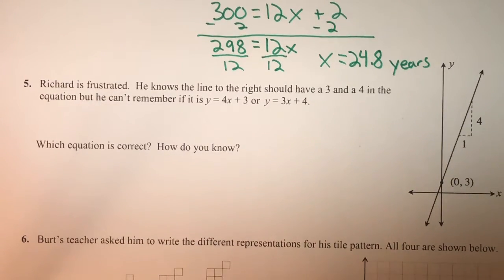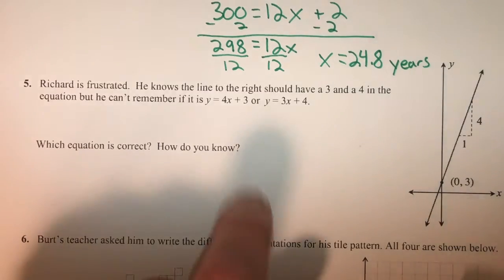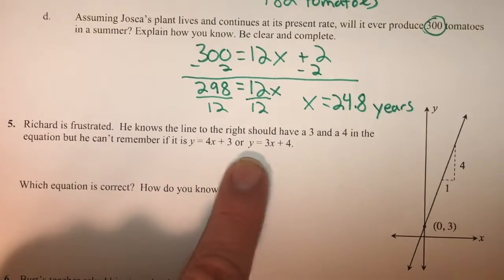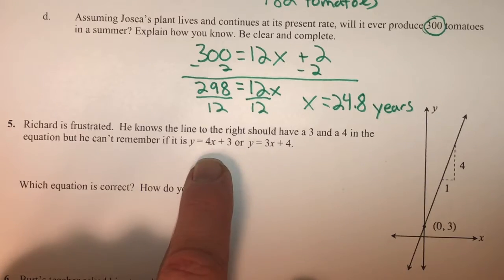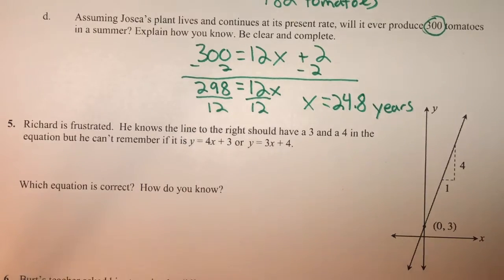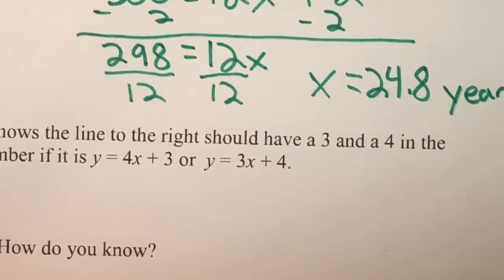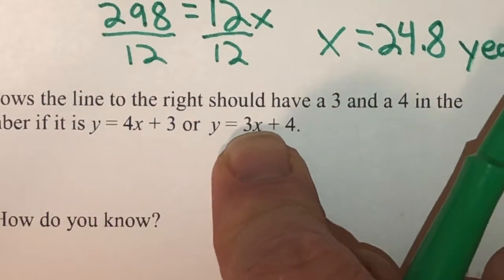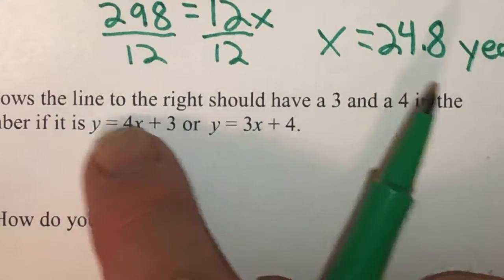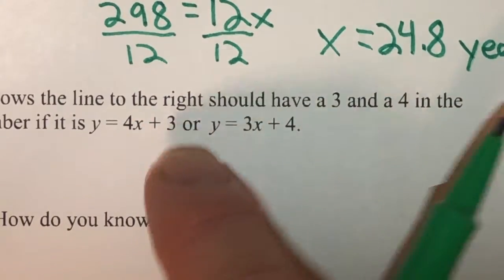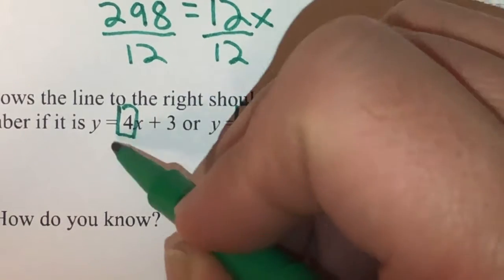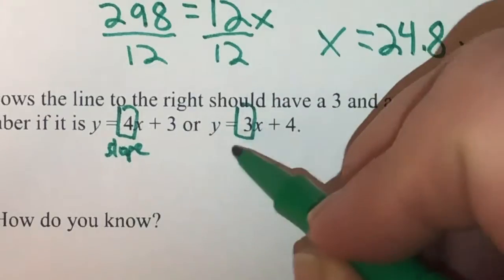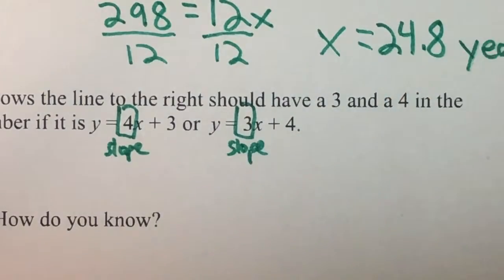Number 5, Richard's frustrated. This is one of the questions we had the first night. He's frustrated because pretty much he knows one of these equations is correct, but he doesn't know where to put the 4 and the 3. So I'm going to zoom in a little bit here. Remember that this 4 and this 3, where these are right here in place of the, right in front of the x, this is the place for the slope. So this is where we take our rise over run in our slope triangle.